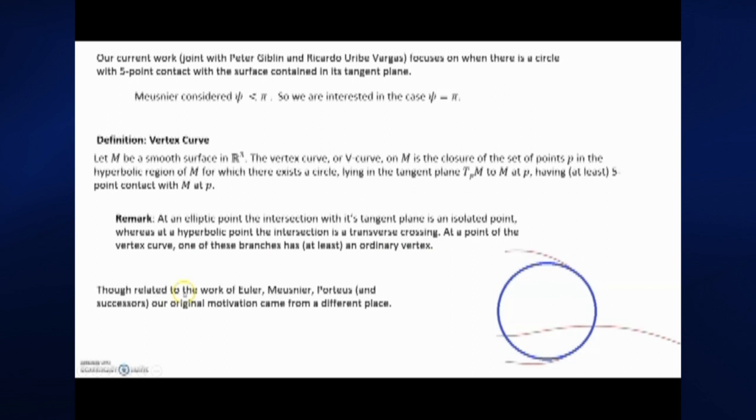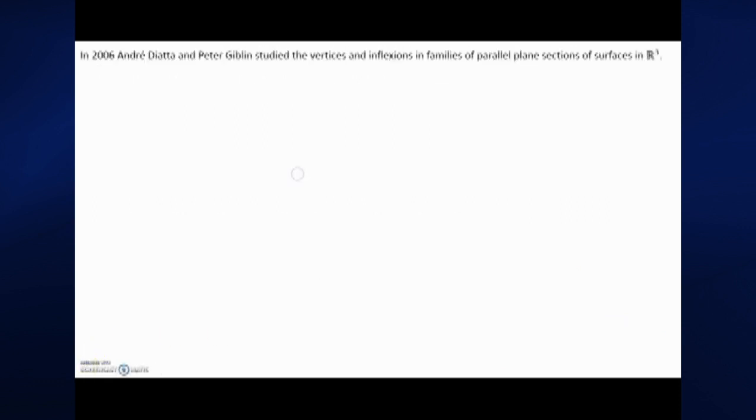So clearly this is related to the work of Euler, Meusnier, Portus, and his successors. Our original motivation actually came from a different place. So in 2006, André Diatta and Peter Giblin looked at the vertices and inflections that appear in families of parallel plane sections of surfaces in R3.